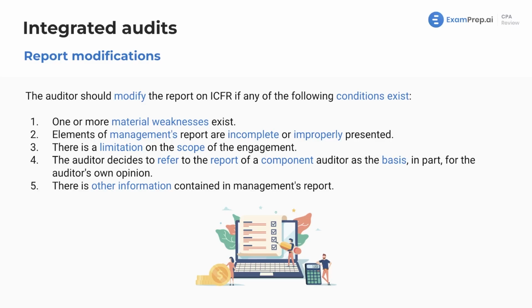Any report modifications that may happen, meaning it's not a clean opinion, it's not unmodified, it's not unqualified. Why would we modify any of the opinions? Well, if 1 or more material weaknesses exist, we can't have material weaknesses in there that we have identified. If elements of the management's report are incomplete or improperly presented, scope limitations, classic one there as well, we would withdraw from the engagement or disclaim an opinion. The auditor decides to refer to the report of a component auditor as the basis for the auditor's own opinion, and there's other information contained in management's report that we have not attested to. We can't have excess information that we didn't get our hands on and test.